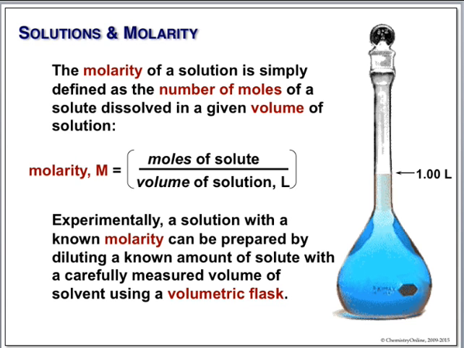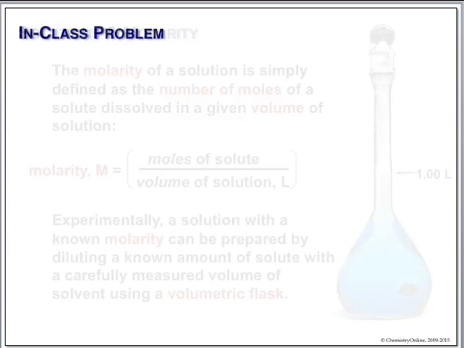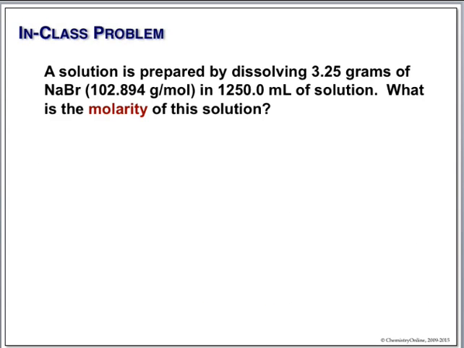All right, again, it's a very simple concept, very simple ratio. Let's do it in a problem. Here we have 3.25 grams of sodium bromide. We have 1,250 mils of solution. What's the molarity?